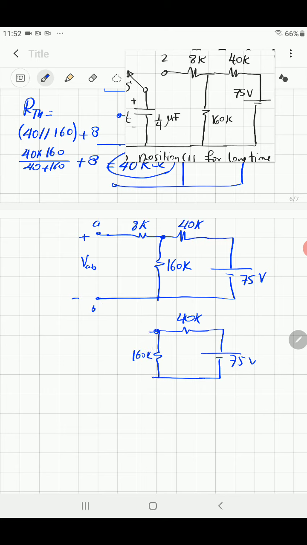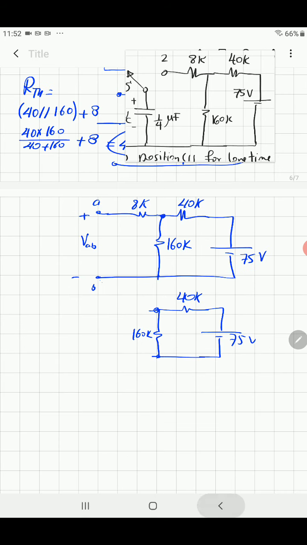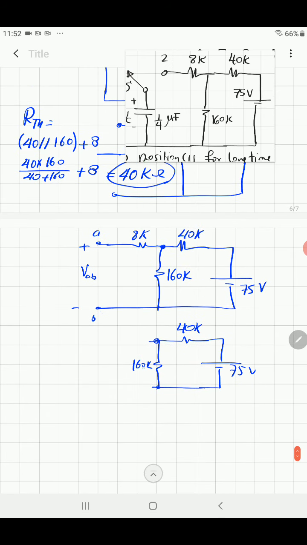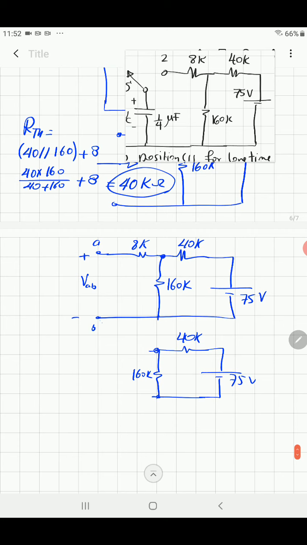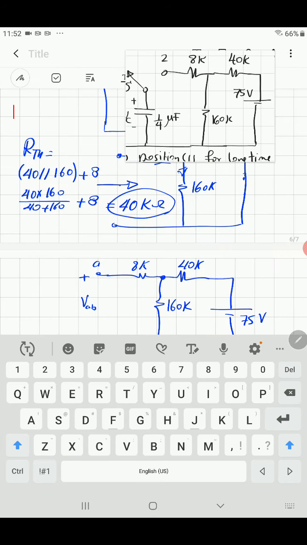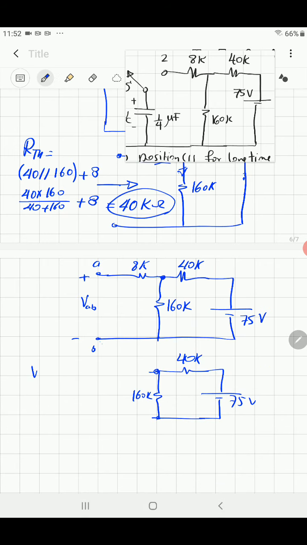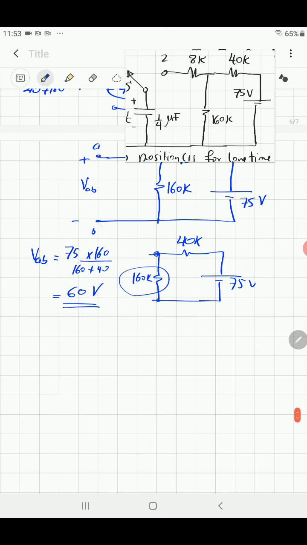So you may sketch your circuit simply like that, with 160 kilo ohm. What's the voltage across 160 kilo ohm? You can find it using the voltage divider rule. The voltage across AB is equal to the total voltage 75 times the resistance 160 kilo ohm divided by the total, 160 plus 40. So the result will be 60 volt. So now you can sketch the equivalent circuit.